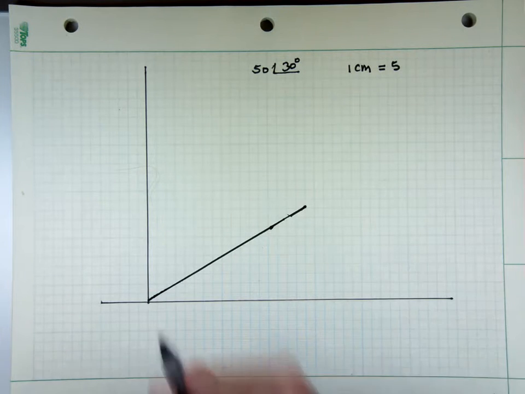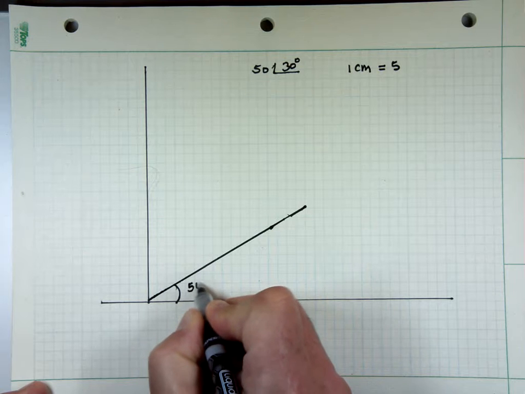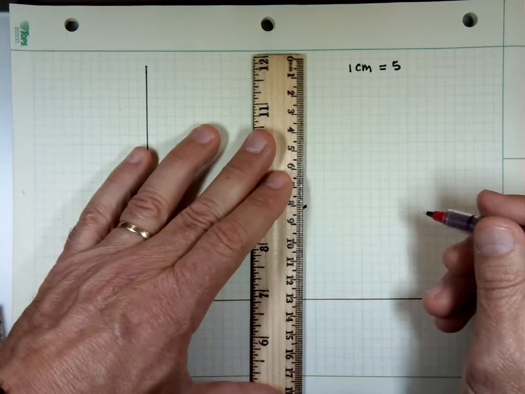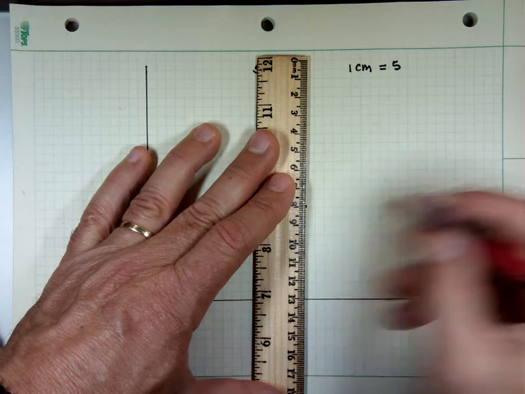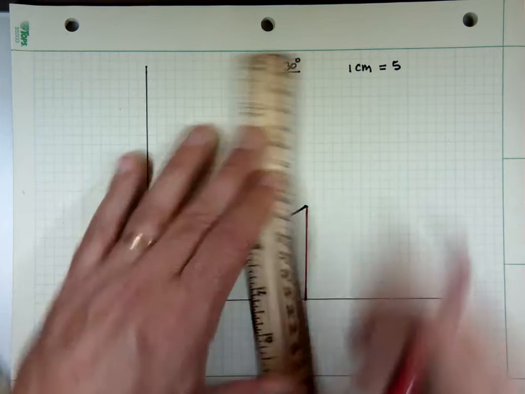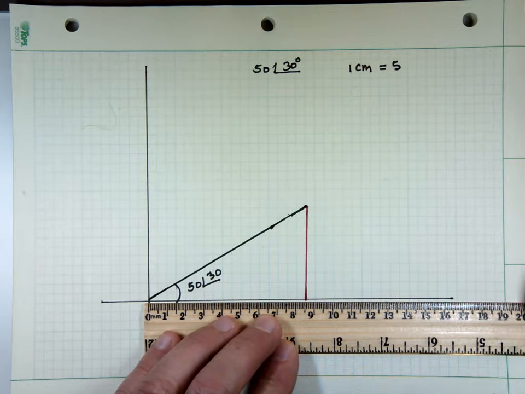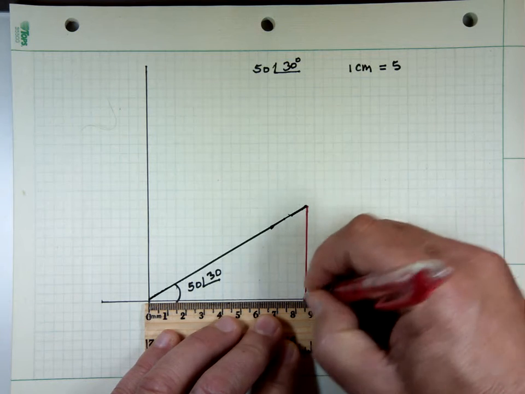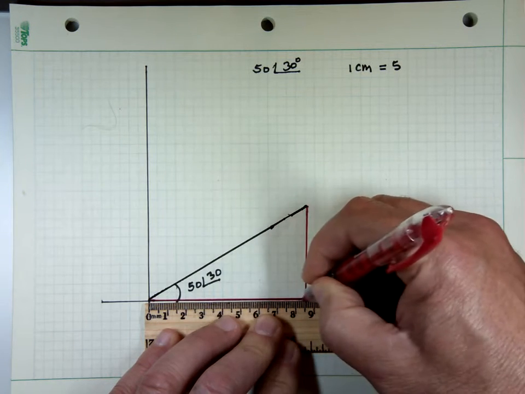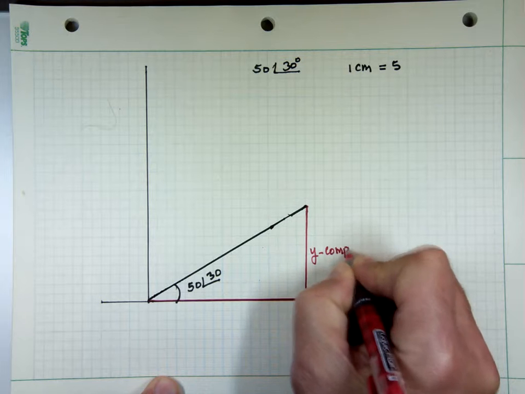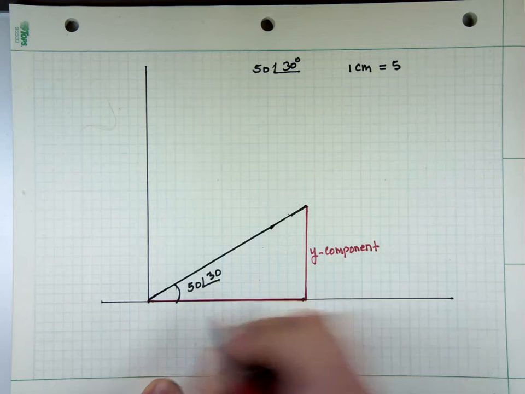So this is that vector. That is the 50 at angle 30 degrees. Now this vector has two components, one in the x direction, one in the y direction. This is the component in the y direction, and this is the component in the x direction. So this is known as the y component, and this is the x component.